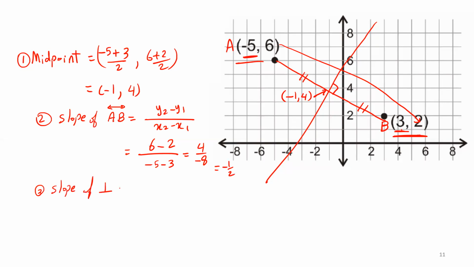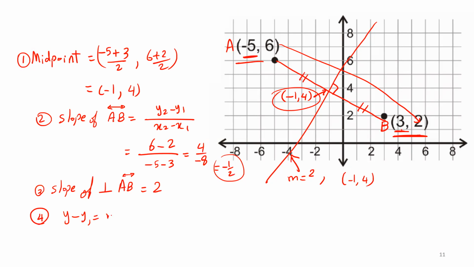So step number 3, what is the slope of the perpendicular line? The slope of the line perpendicular to AB is found by flipping this fraction and changing the sign to positive. Now I have the gradient of the perpendicular bisector: m equals 2, and it has a point (-1, 4). By using the point-slope formula, step number 4 and the last one, just apply y minus y1 equals the slope times x minus x1 to find the equation of the perpendicular bisector.